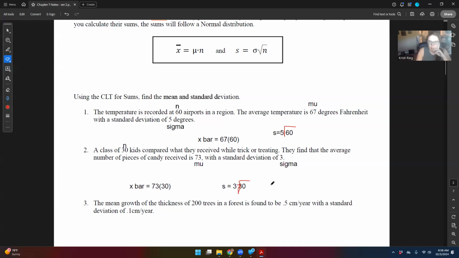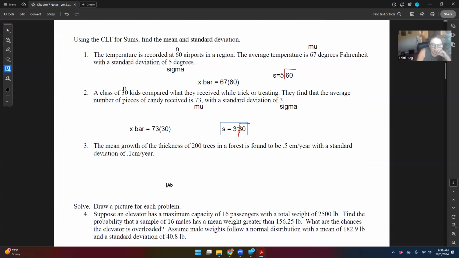Okay, you're just going to have to trust me with these square roots here. Okay, last but not least, same problem as before. So we know already this is n, this was mu, and this was sigma.